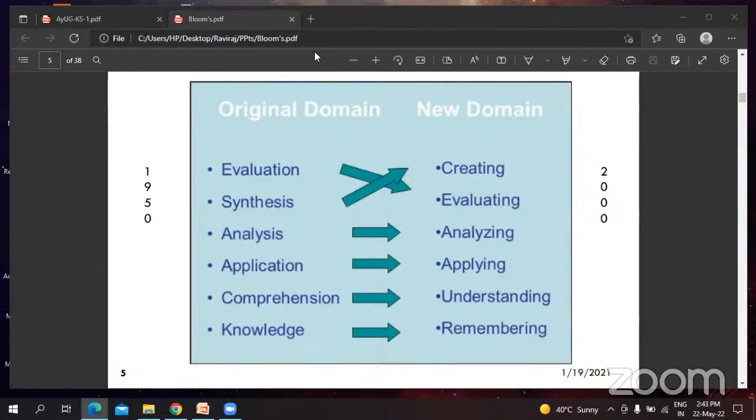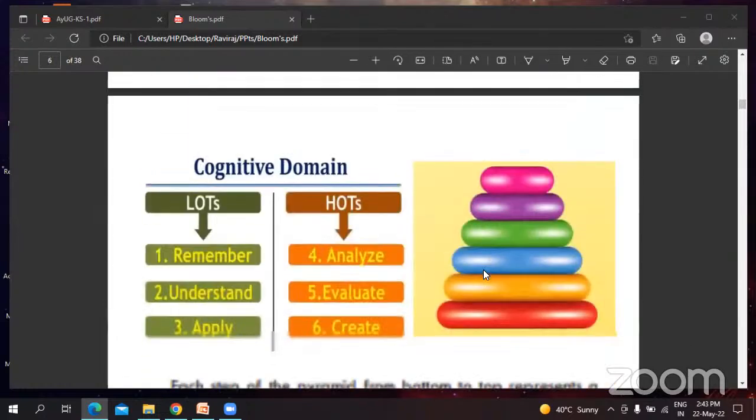Avanti Dhananjay Joshi, are you there? Yes. Can you read it out from bottom to top? Remembering, understanding, applying, analyzing, evaluating and creating. Right. So these are 6 domains.